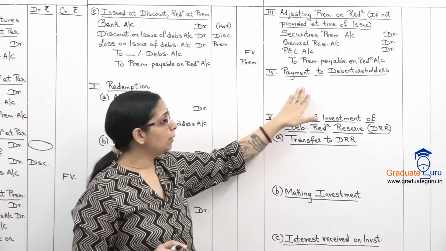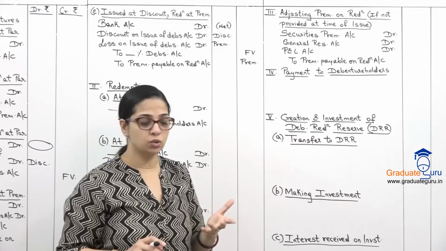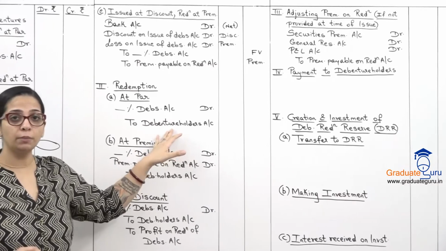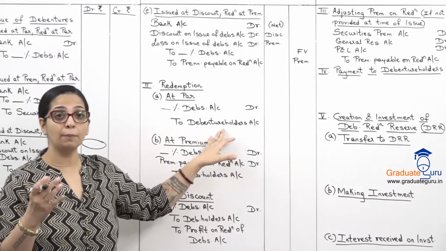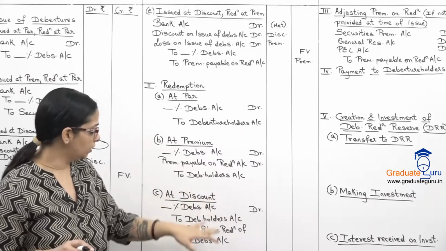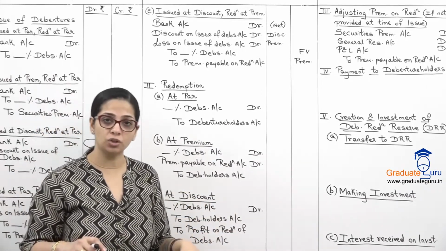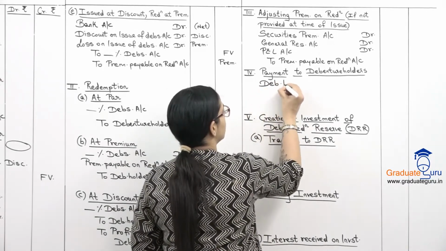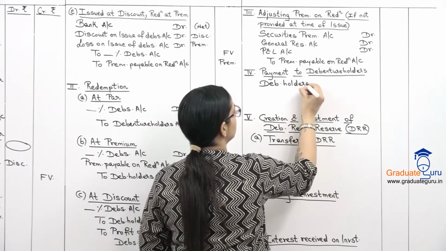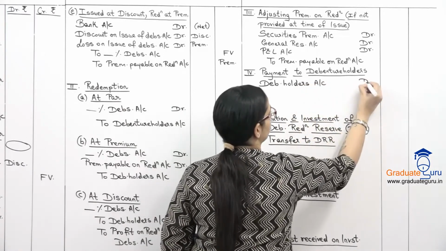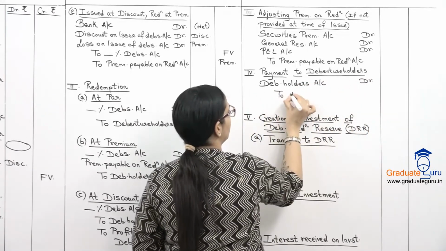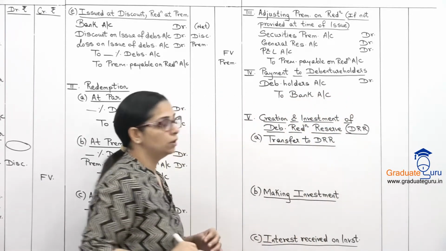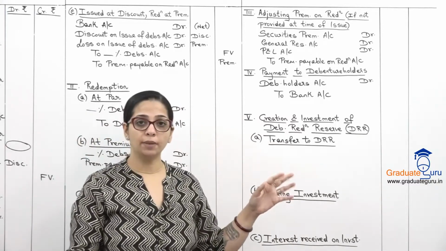Okay. Now coming to payment to the debenture holders. So finally ये सब हो गया, redemption हो गया. I have booked an amount in the name of the debenture holders. मुझे पता है मुझे उन्हें कितना payment करना है. So here in all the cases I have credited the debenture holders. Now finally when I make a payment to them, it will be debenture holders account debit to bank account. You are making a payment to your debenture holders. Okay. So debenture holders account debit to bank account.